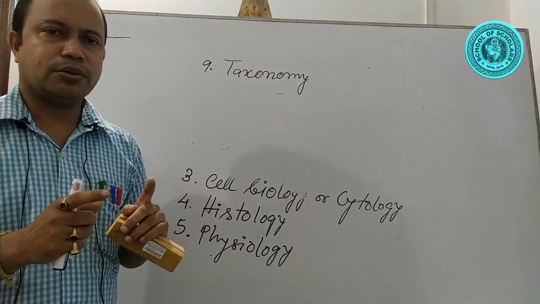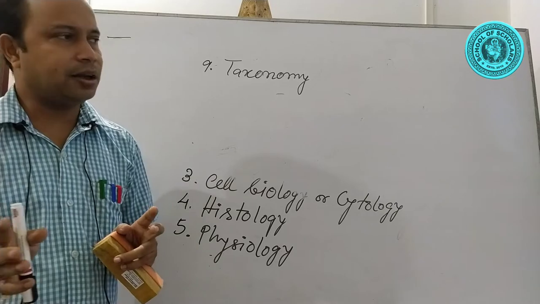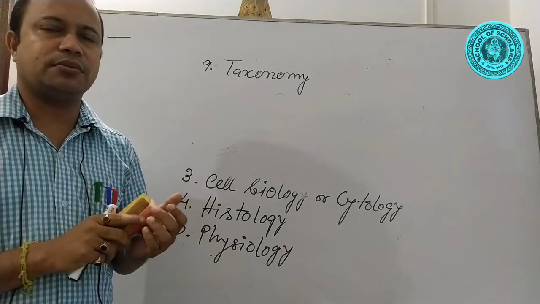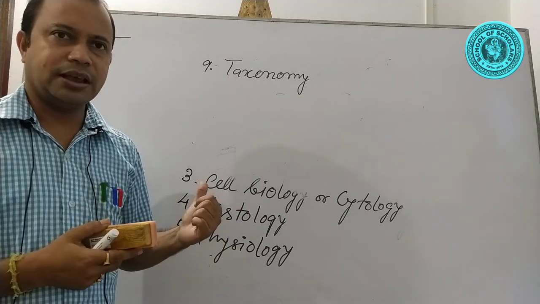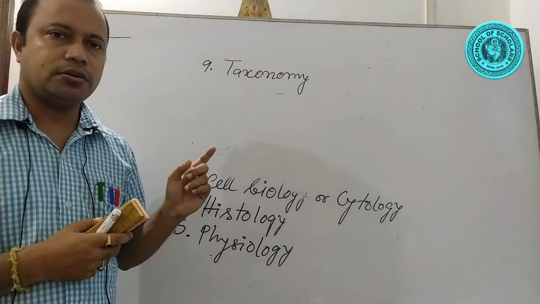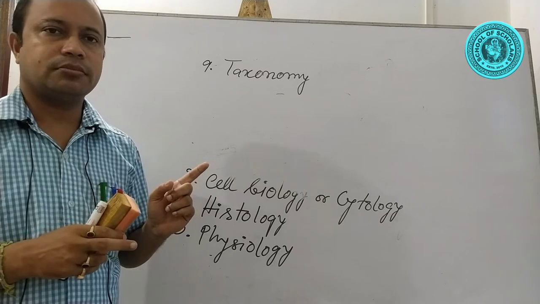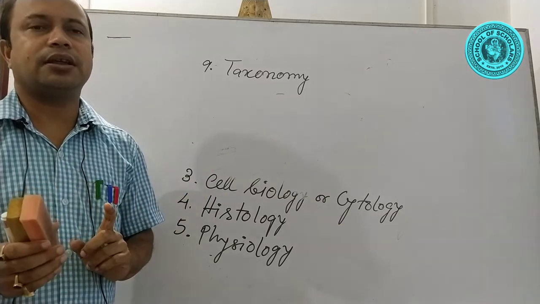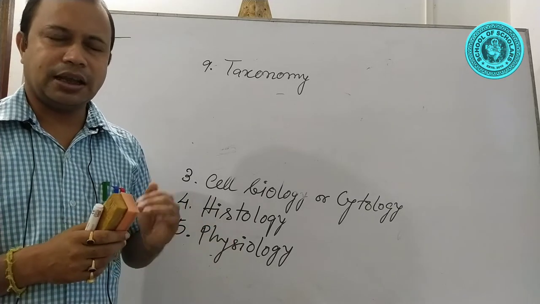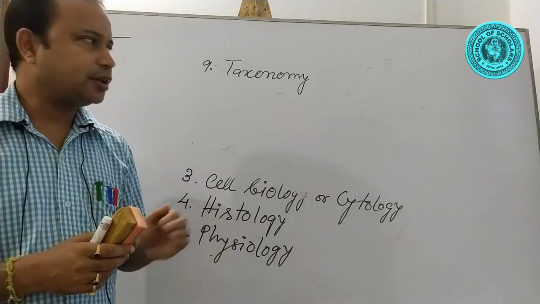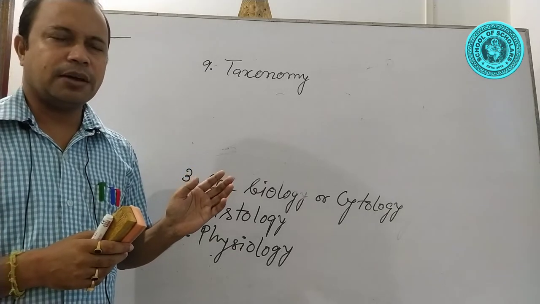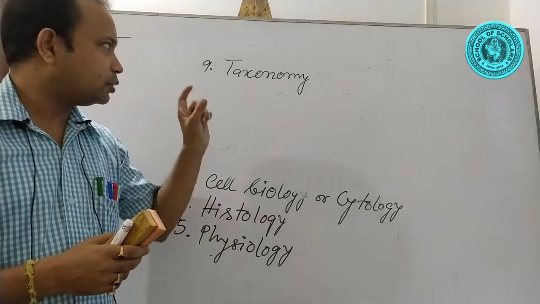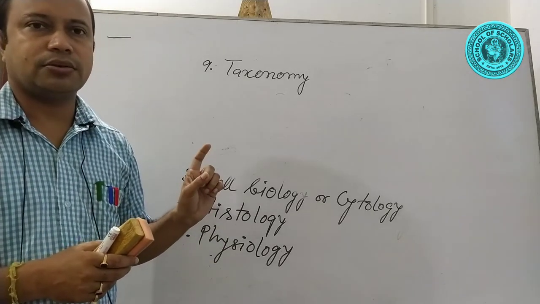In this branch, first organisms, whether animal or plant, are generally identified on the basis of their external characters. Then these organisms are grouped into a framework on the basis of similarity and dissimilarities of characters. This is called classification. Then after classification, these organisms are provided with a scientific name, and the total process is called taxonomy.